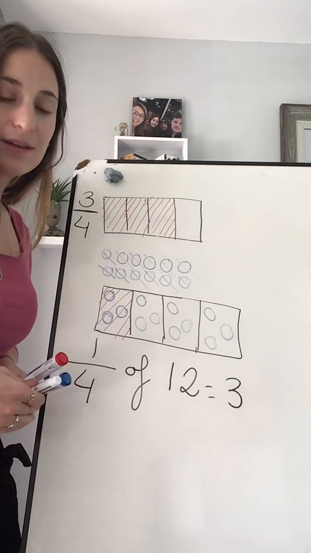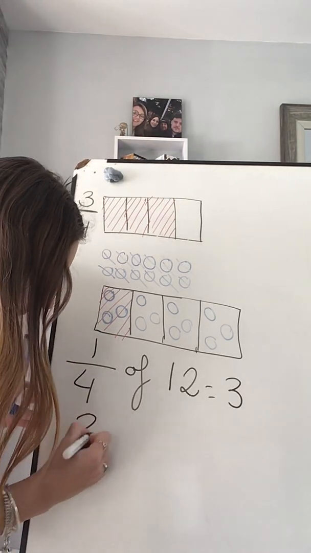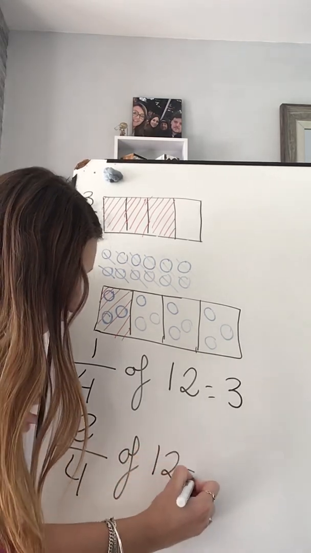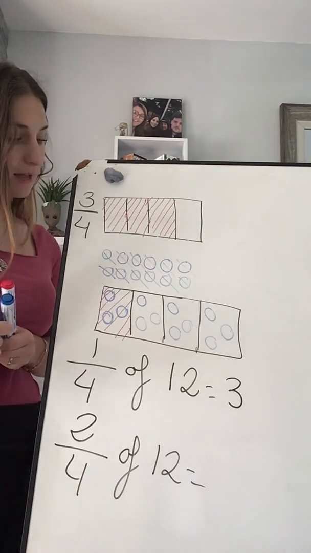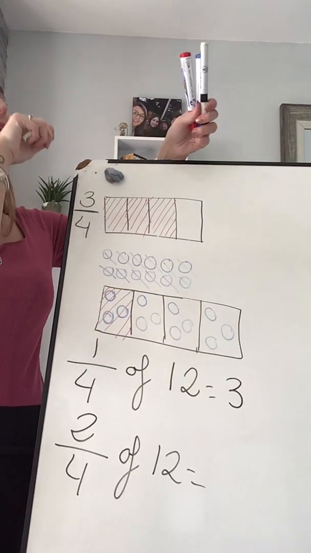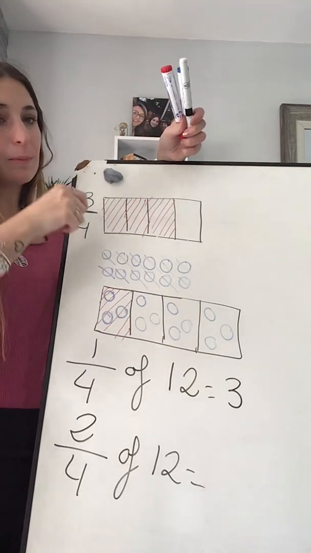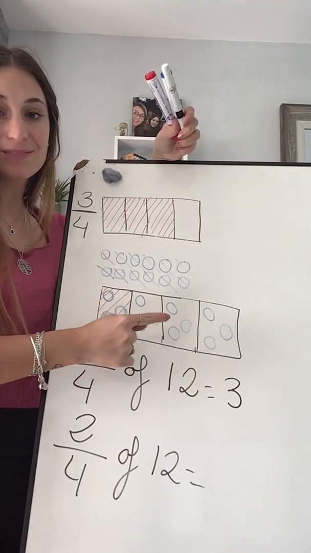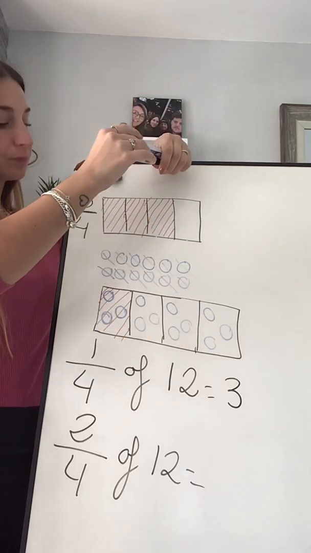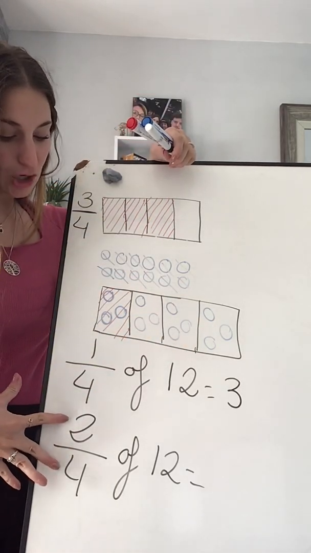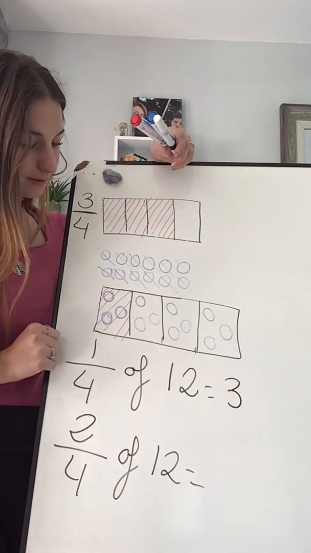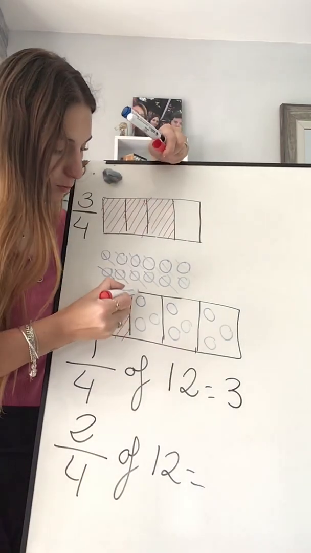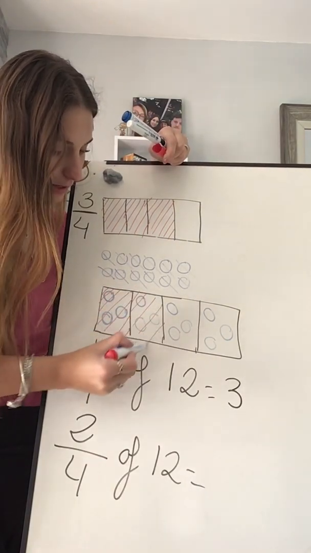Now what about if I want to find 2/4 of my 12 objects? They've been shared equally in my 4 equal parts. Remember that they need to be shared the same quantity on each equal part: 3, 3, 3, and 3. And I'm going to get 2/4 of 12. That's 1/4, so I need to get 2 equal parts. 1 and 2.